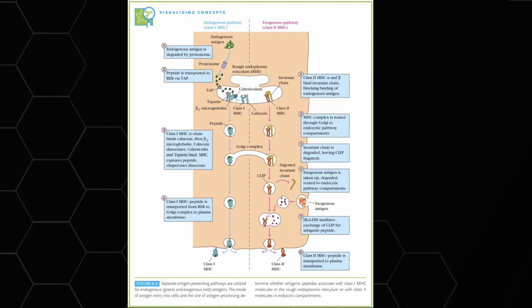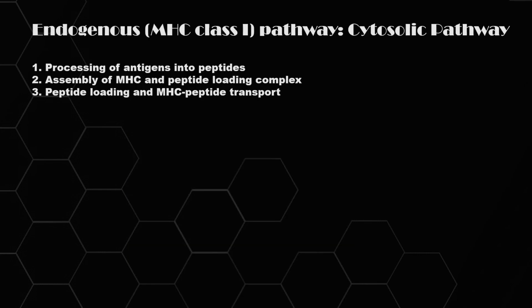So if you could see here, exogenous antigens are presented through the class 2 MHC pathway. Here you have the antigen that is present inside the cytosol, and if you talk about the exogenous pathway, it is the class 2 MHC pathway. So for endogenous, it's the class 1 MHC pathway. So let's just understand this pathway in detail.